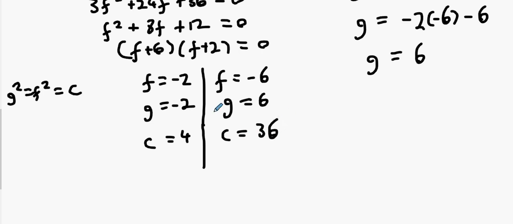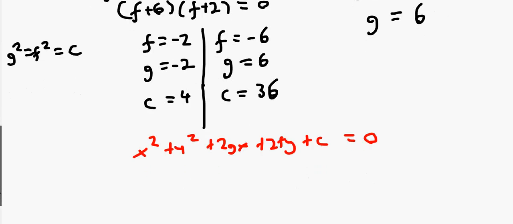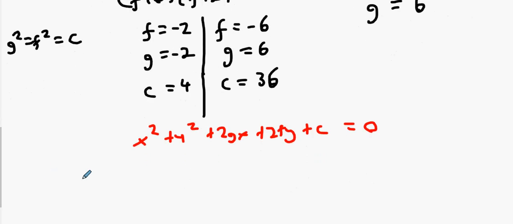And all I need to do is x squared plus y squared plus 2gx plus 2fy plus c equals 0. And what I should get for both equations is this. Let me find out. It's going to be x squared plus y squared minus 2gx, so it's going to be minus 4x. And then the other one's going to be minus 4y.